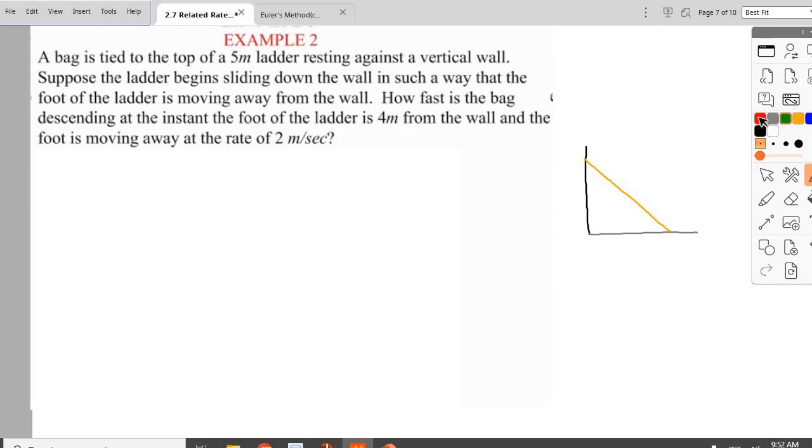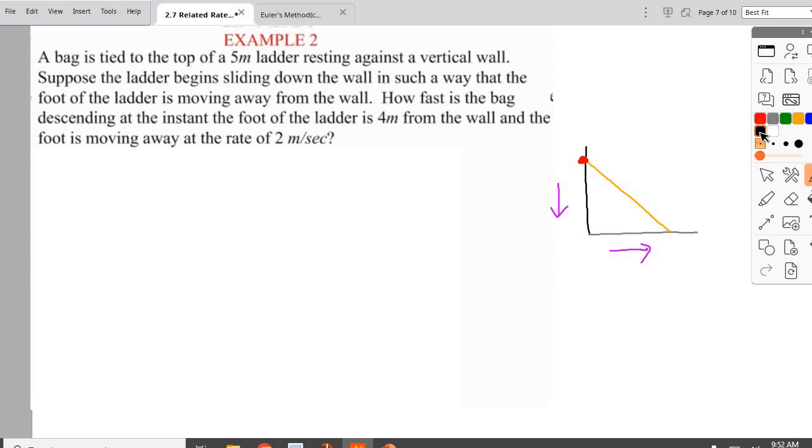On the left-hand side, what is happening? I'll go ahead and draw my bag. Where's the bag? At the top. What direction is my bag moving? Down the wall. And what direction is the foot of the ladder moving? To the right. It's moving out.